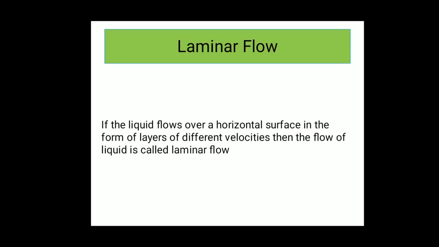Now one more type of flow of fluid is laminar flow. It comes under the streamline flow only. If the liquid flows over a horizontal surface in the form of layers of different velocities, so when a liquid is flowing on a horizontal surface in the form of different layers with different velocities, then the flow of liquid is called laminar flow. And in case of a laminar flow, the particles of one layer do not enter into another layer.